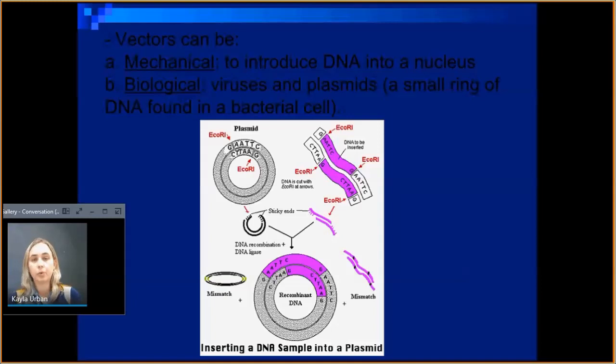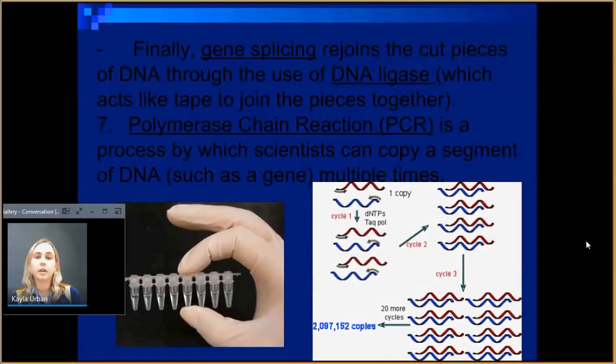This is a picture, again, showing that same process of cutting the DNA at a specific point using a restriction enzyme. In this instance, the restriction enzyme is called EcoR1, and it cuts at this very specific point, CTTAAG. You have to have that sequence, and then it will cut right between the A and the G of that sequence. And after it cuts it, they're able to rejoin the pieces using DNA ligase, which is just another enzyme that acts like tape to join all of them back together.